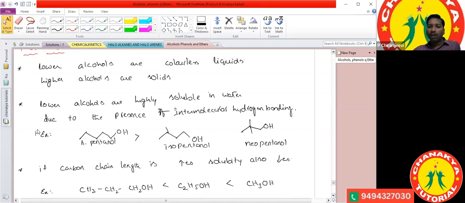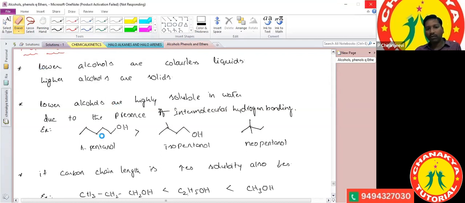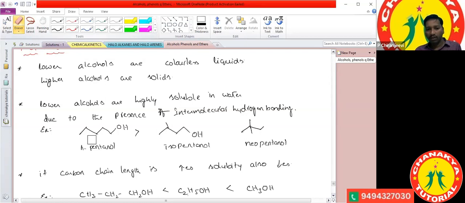Why are the lower alcohols highly soluble in water now? Can any of you tell me that? Why are the lower alcohols highly soluble in water? Samita? Solubility depends upon what?